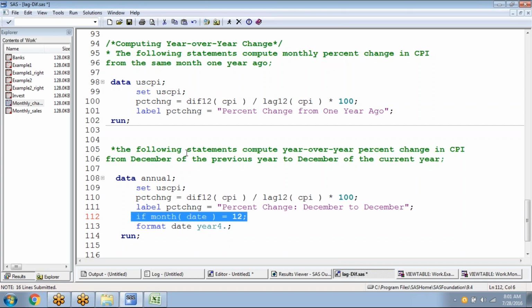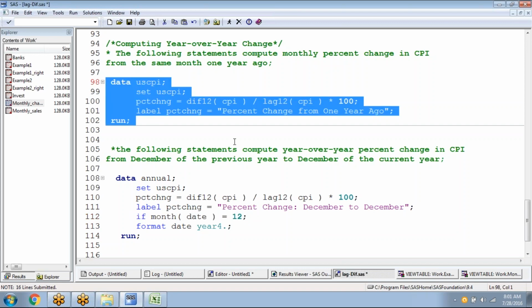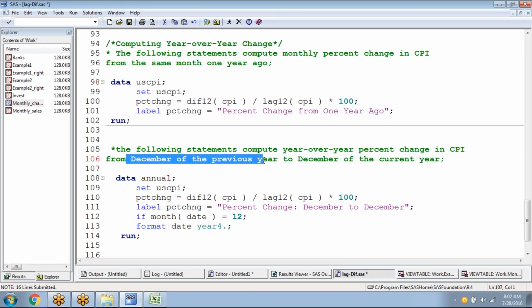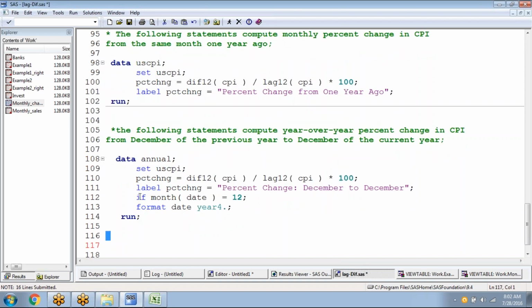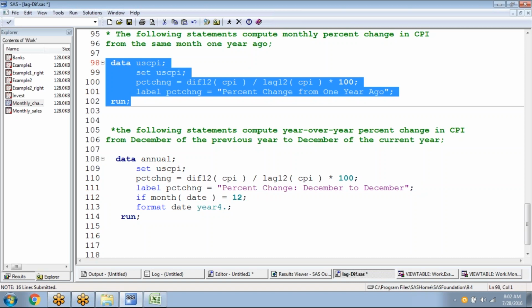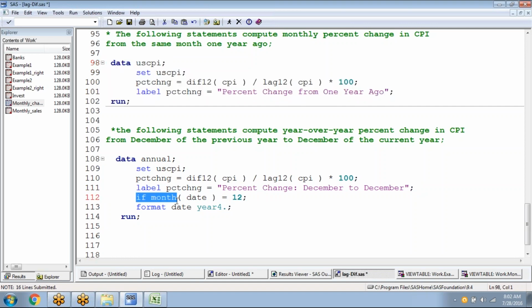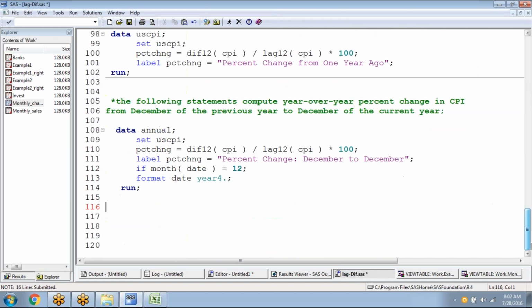Let's say someone asks you what is the percentage change in the price or sales from December of the previous year to December of the current year. In such cases you can also filter the data. Once you get this, you'll get all the 12 months of information. If you want to filter from that, you can use this statement and read one particular month's information. This is all about diff and lag.